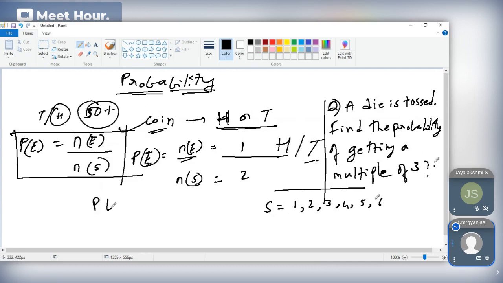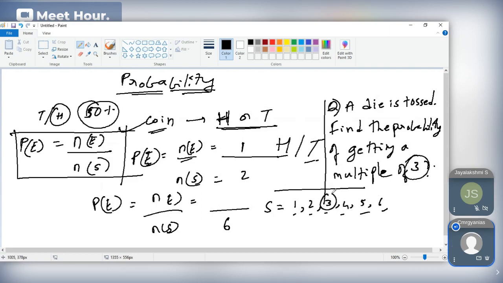So now P of E is equal to N of E by N of S. If we put the numbers, let's calculate N of S. 1, 2, 3, 4, 5, 6. The total number possible is 6. Here, which are multiples of 3? Only 3 and only 6. So 3 and 6 are multiples of 3. So this is N of E. N of E becomes 2. The answer for this is 1 by 3 is the probability.